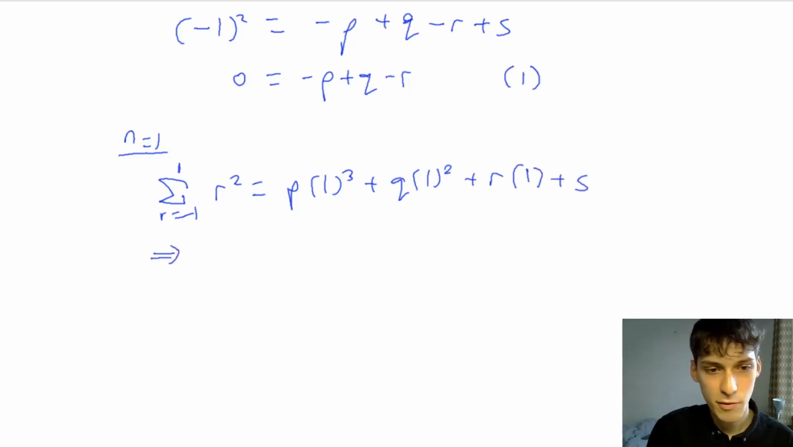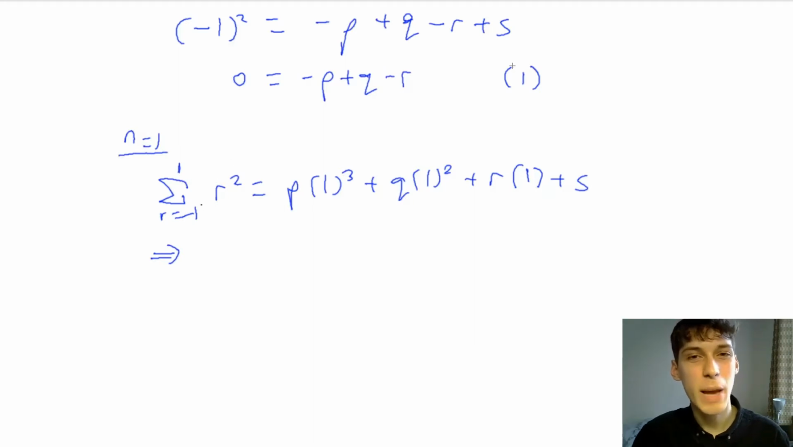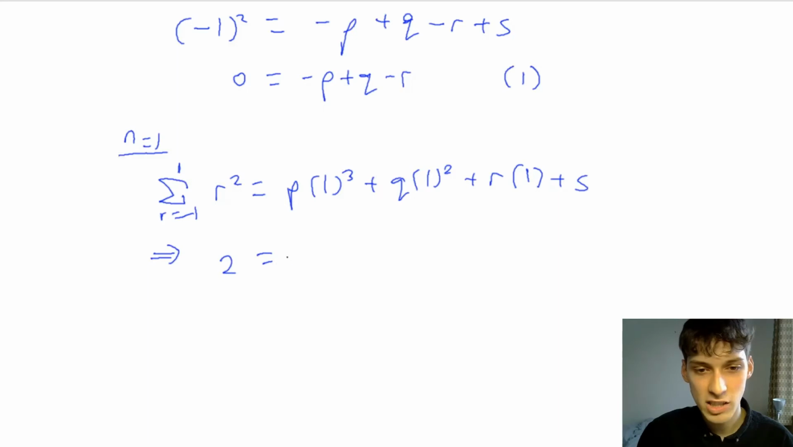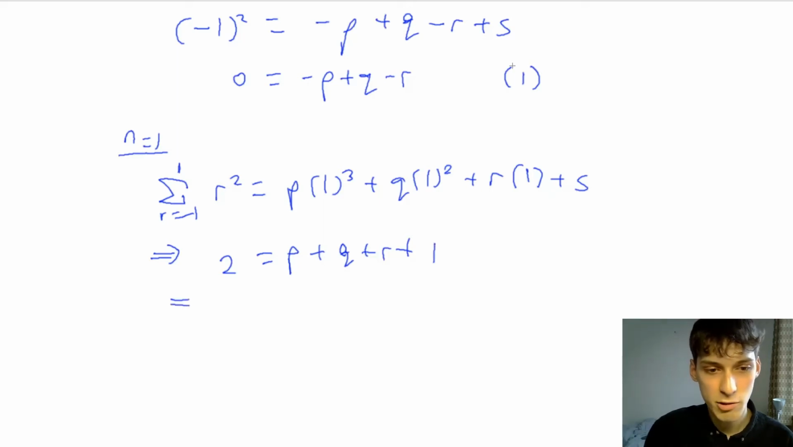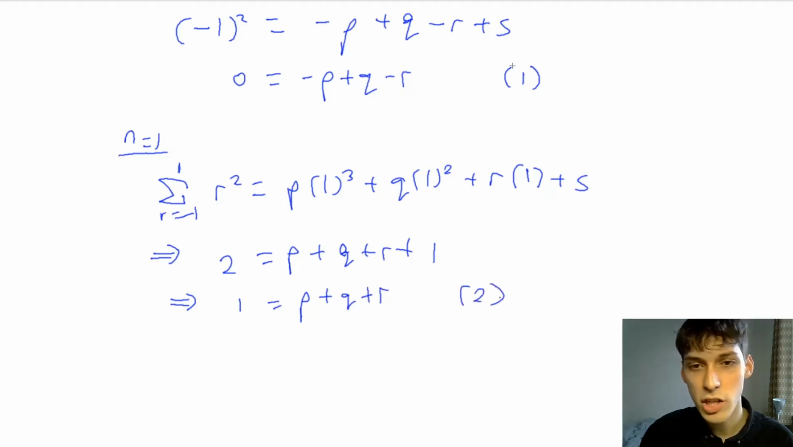So simplifying this out again, the left hand side we get -1 squared plus 0 plus 1 squared, so that's 2. On the right hand side we get p plus q plus r plus s, which is 1. So subtracting 1 from both sides, we get 1 is equal to p plus q plus r. And that can be equation 2.